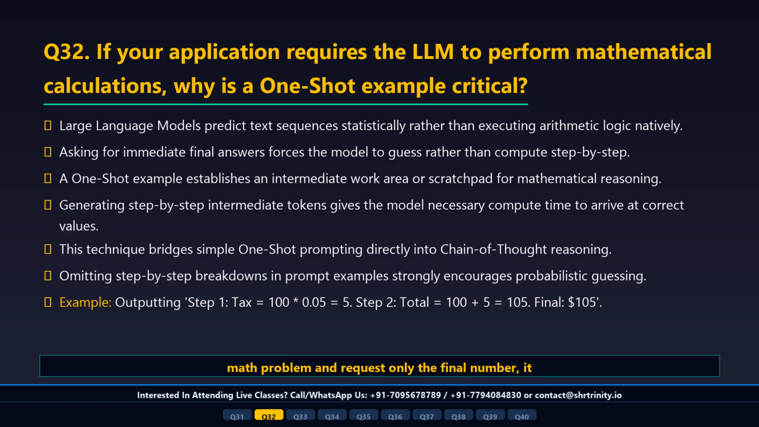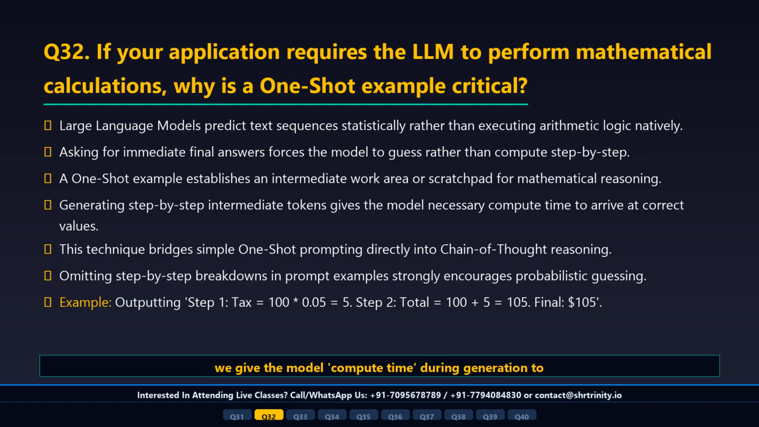This is why a one-shot example is essential. As listed in our summary points, a properly structured example acts as a computational scratchpad. By writing out intermediate calculation steps token by token, we give the model compute time during generation to work through the logic before reaching the final answer. This bridges one-shot prompting with chain-of-thought reasoning. If you skip these steps in your example, the model will copy your shortcut and guess incorrectly. Let's walk through our example step by step.